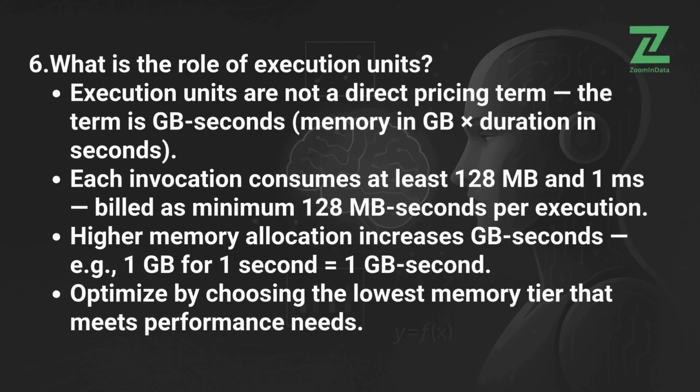What is the role of execution units? Execution units are not a direct pricing term. The term is GB seconds, memory in GB times duration in seconds. Each invocation consumes at least 128 megabytes and 1 millisecond, billed as minimum 128 megabyte seconds per execution. Higher memory allocation increases GB seconds. Example: 1 GB for 1 second equals 1 GB second. Optimize by choosing the lowest memory tier that meets performance needs.